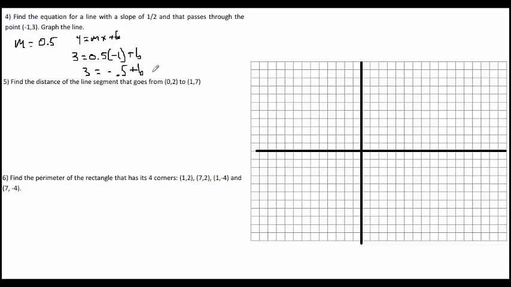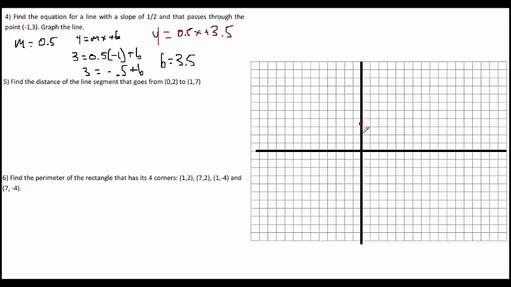Add 0.5 to each side, and you've got b equals 3.5. Let's graph it. Well, first of all, let's write our equation. y equals 0.5x plus 3.5, because that's our y-intercept. Let's graph our y-intercept over here, and our slope is 1/2.